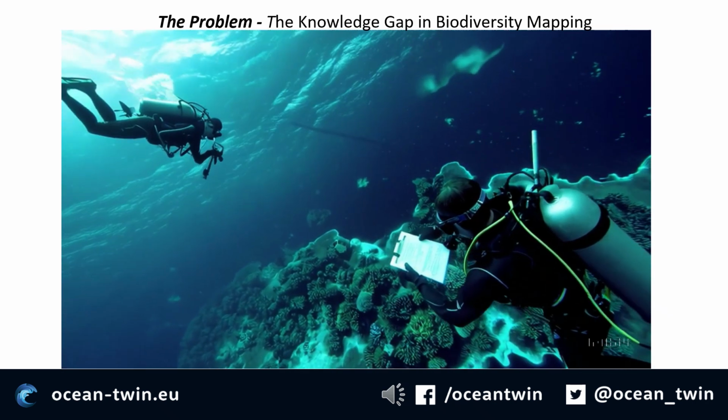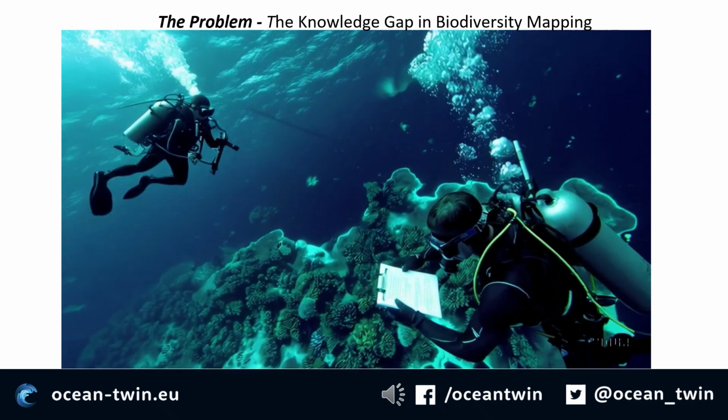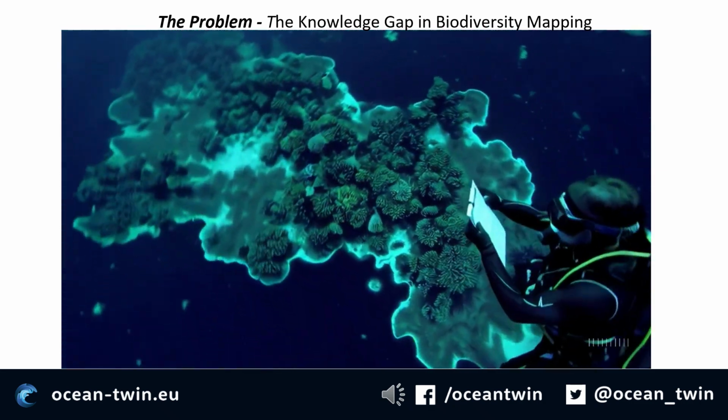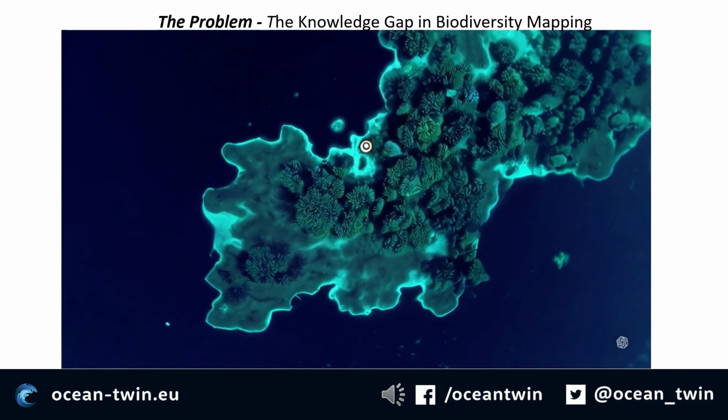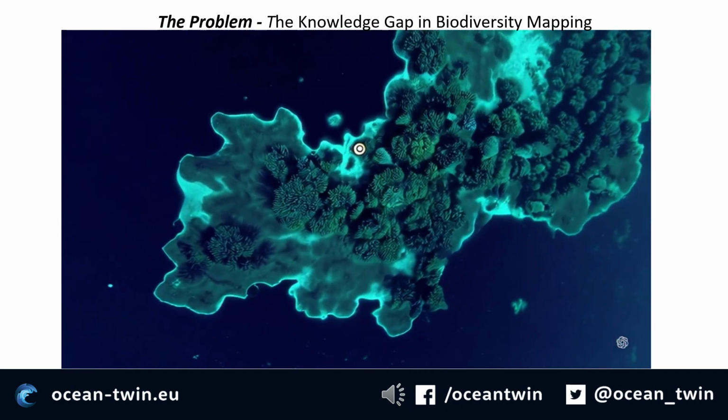Right now, we rely on limited diver-based surveys like BioBlitz events. They give us some insight, but only in small areas and only at certain times. We still don't have spatial biodiversity maps at scale. Without high-resolution bathymetric data and prediction tools, most of the ocean remains a blind spot for conservation planning.